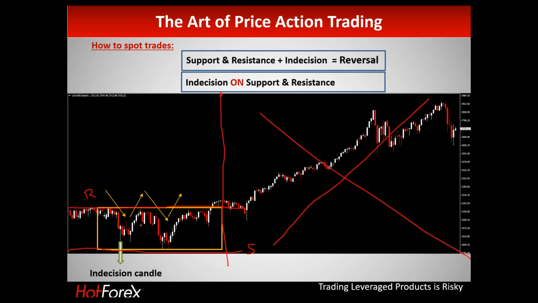But nothing should be left just to chance. You shouldn't be solely focused on the fact that every time it hits resistance it will reverse, or every time it hits support it will reverse. No, you need to check your candles. Your candles are very, very important.